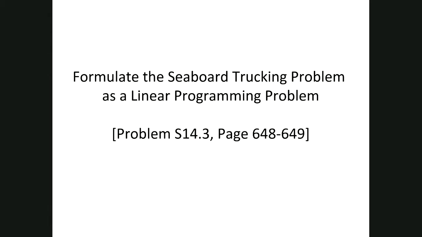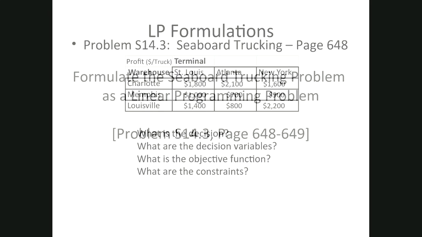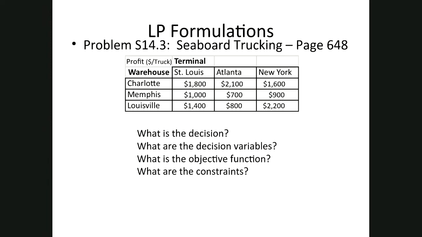Seaboard Trucking Company has expanded its shipping capacity and purchased 120 trucks and trailers from a competitor. The company located 40 trucks at each of its shipping warehouses in Charlotte, Memphis, and Louisville. So we have our shipping warehouses at Charlotte, Memphis, and Louisville. The company makes shipments from each of these warehouses to terminals in St. Louis, Atlanta, and New York.